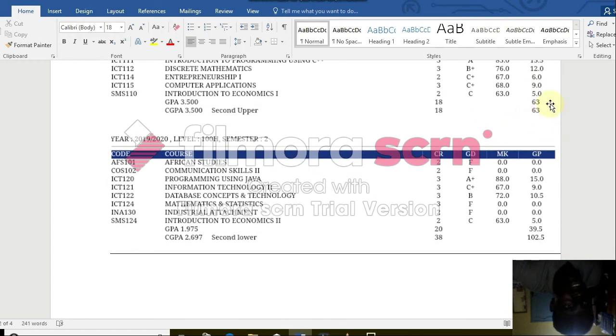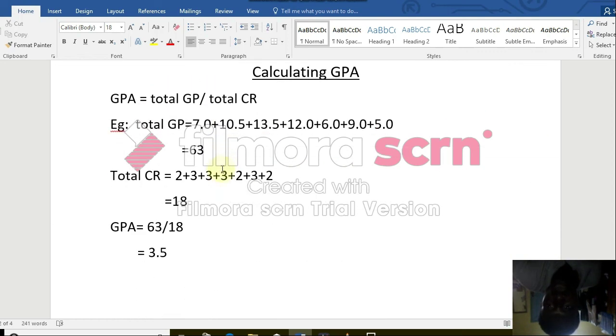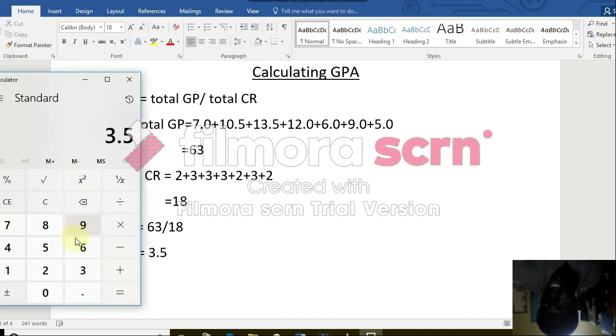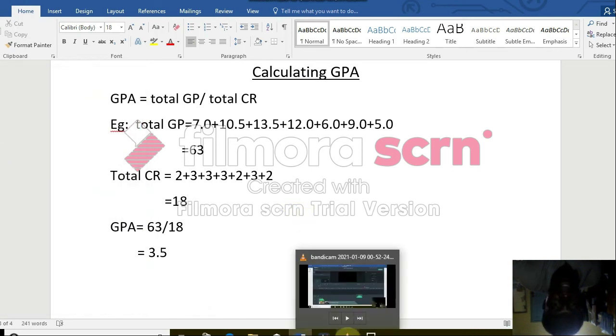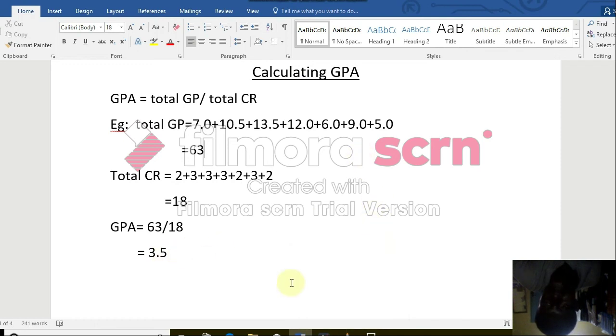So we are going to divide the 63 by the 18, and that is going to give us what? Our GPA. When we divided the 63 by the 18, we got 3.5. We can do it for you to see. 63 divided by 18, which is 3.5. So the GPA is 3.5.